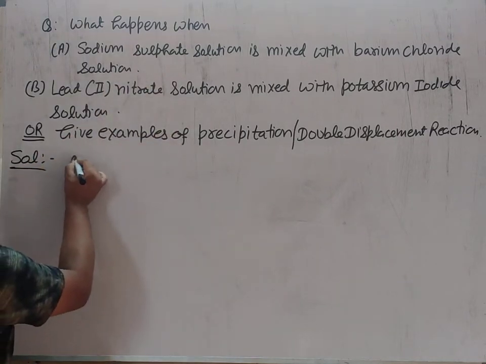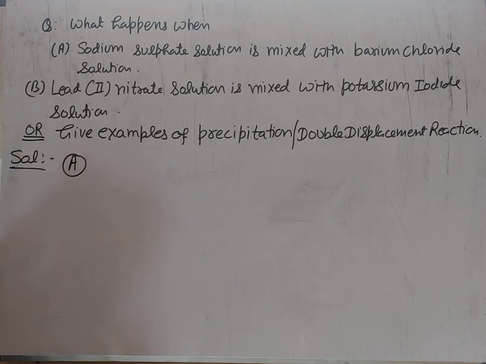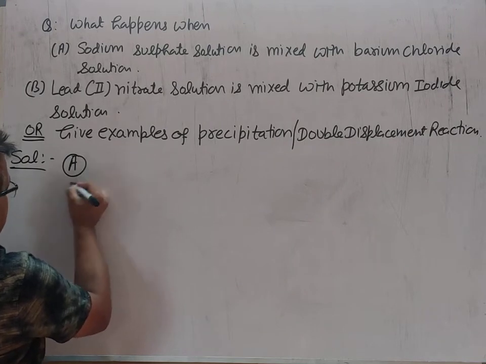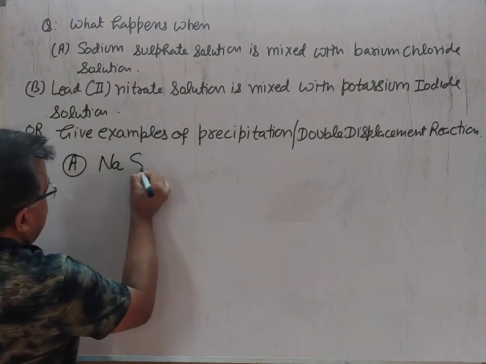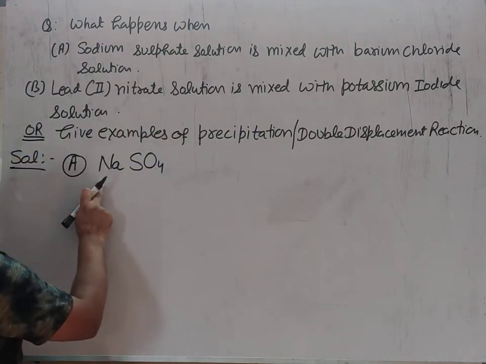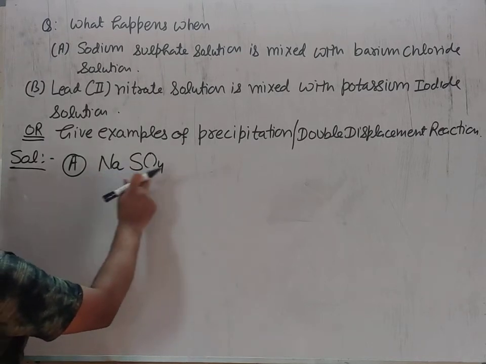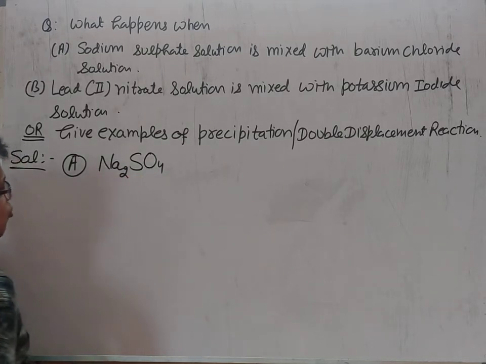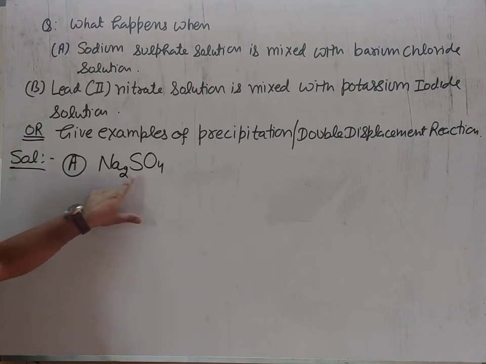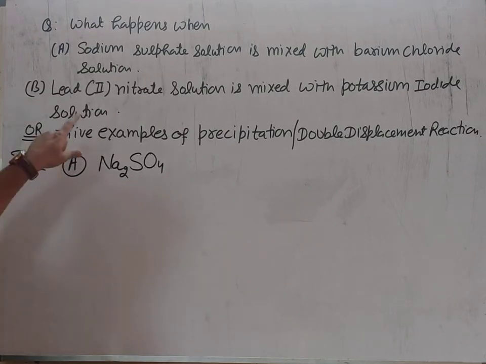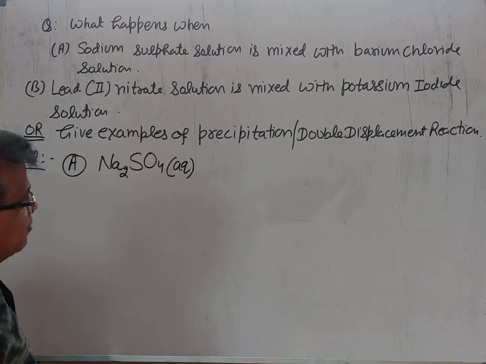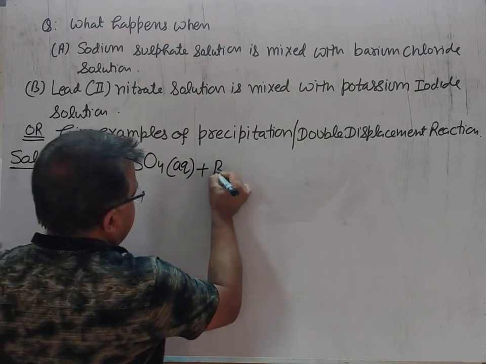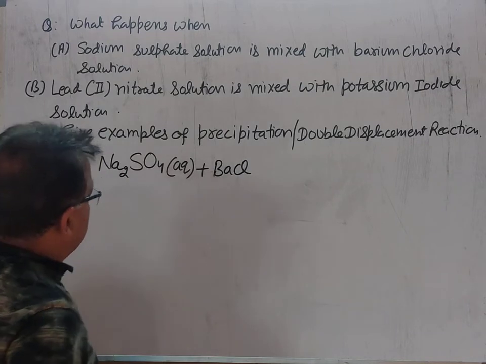So in part A, sodium sulfate solution is mixed with barium chloride. Symbol of sodium is Na and sulfate is SO4. Valency of Na is 1. I want to explain why we shall write Na2SO4. Why is this 2 placed? Because sulfate has valency 2. Na2SO4 is a solution, therefore it is aqueous, and it is mixed with barium chloride solution.